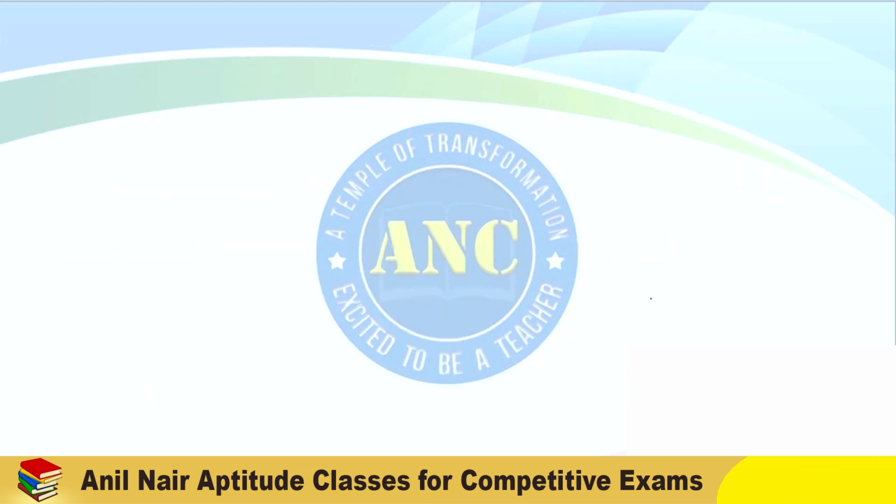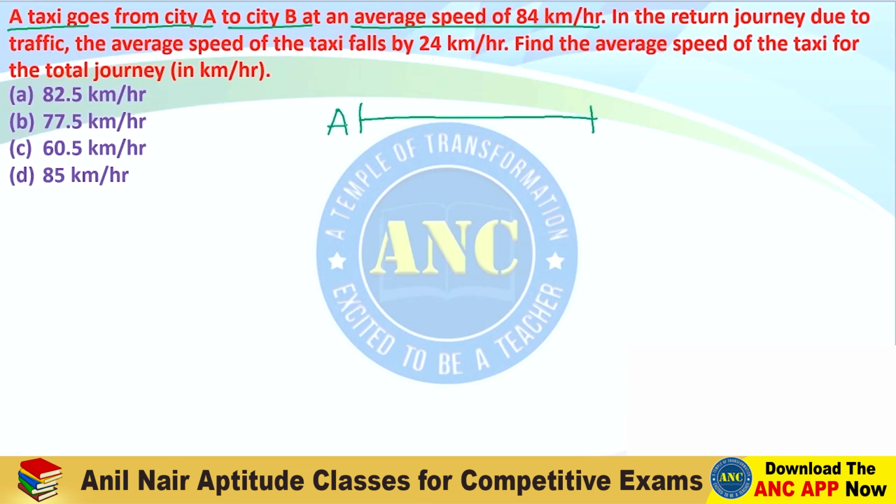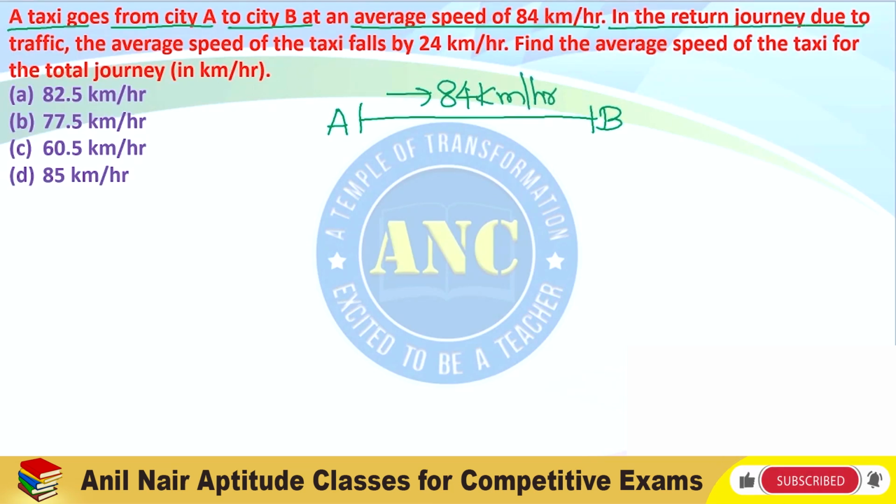Now see the next question here. The question says, a taxi goes from city A to city B at an average speed of 84 kilometers per hour. Same question. A person is going in a taxi from city A to city B. He is traveling at a speed of 84 kilometers per hour from A to B. In the return journey, due to traffic, the average speed of the taxi falls by 24 kilometers per hour.